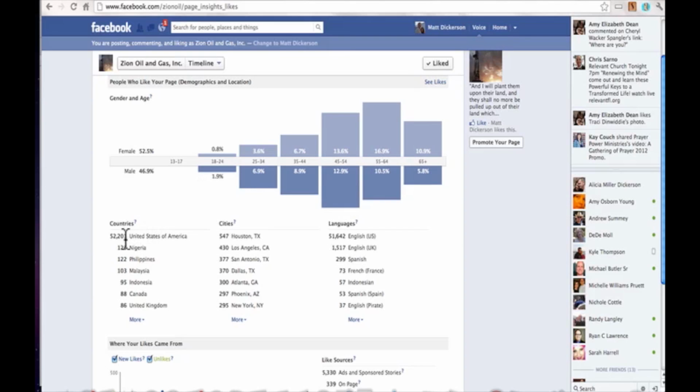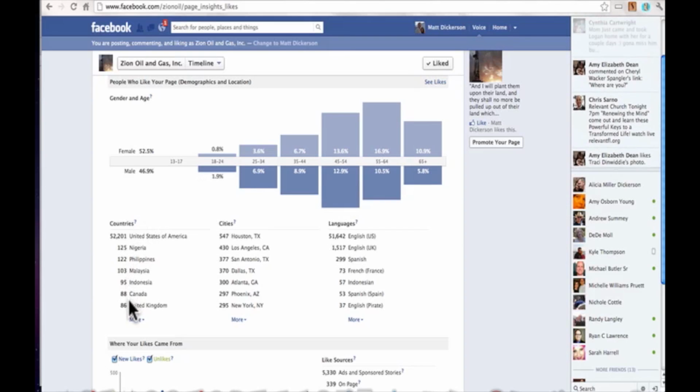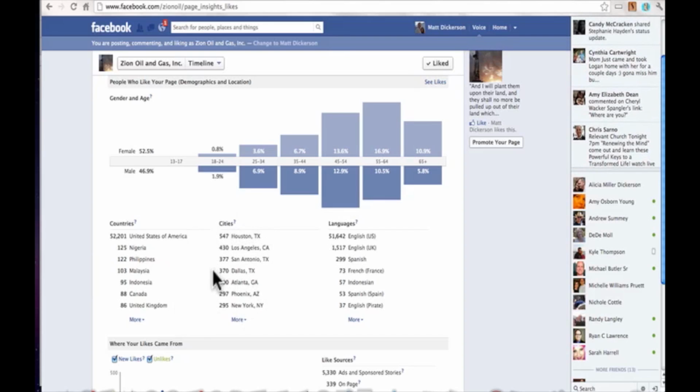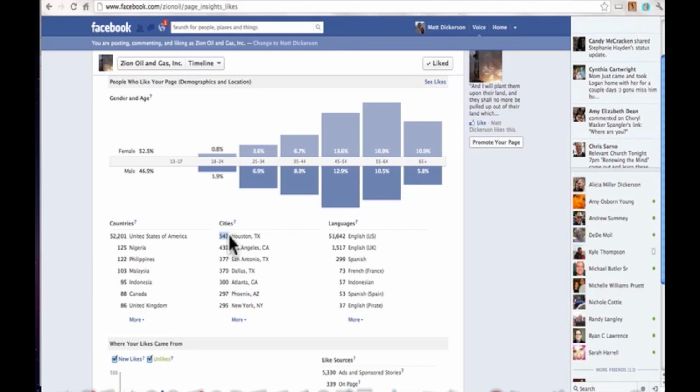You can see what countries all your fans are coming from. What cities are you really impacting? Why is this important? If you are a book author, ladies and gentlemen, now you see what bookstores you need to target. You need to go after bookstores in Houston, Texas. Why? Because you already have a base of almost, well over 500 people to come to that book signing. You see what you can get from this?